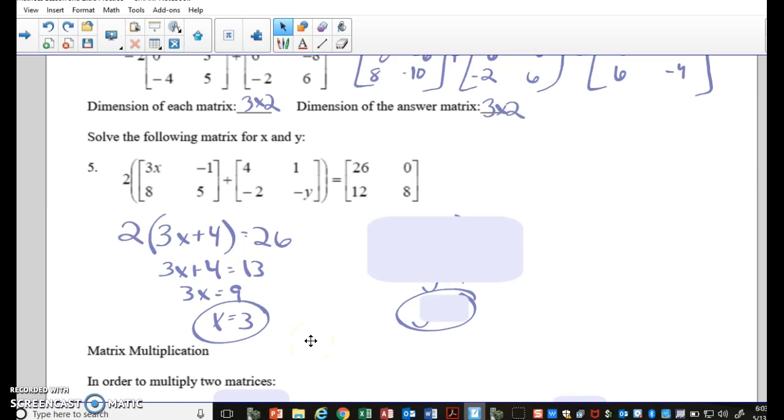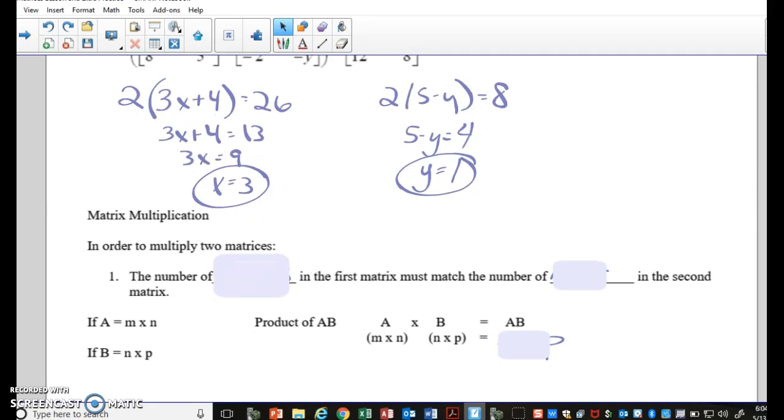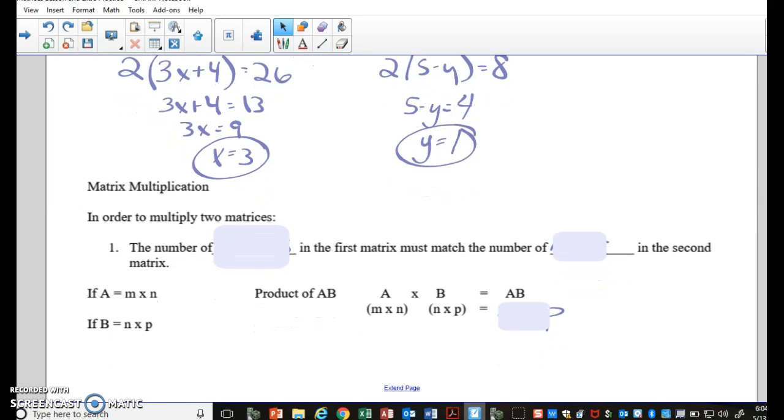So now I want you to pause the video and try it for y. So here's what you should have done when you solve for y, and you should have gotten y is equal to 1. Alright, so that's addition and subtraction and scalar multiplication, where you're multiplying by a constant on the outside of the matrix.